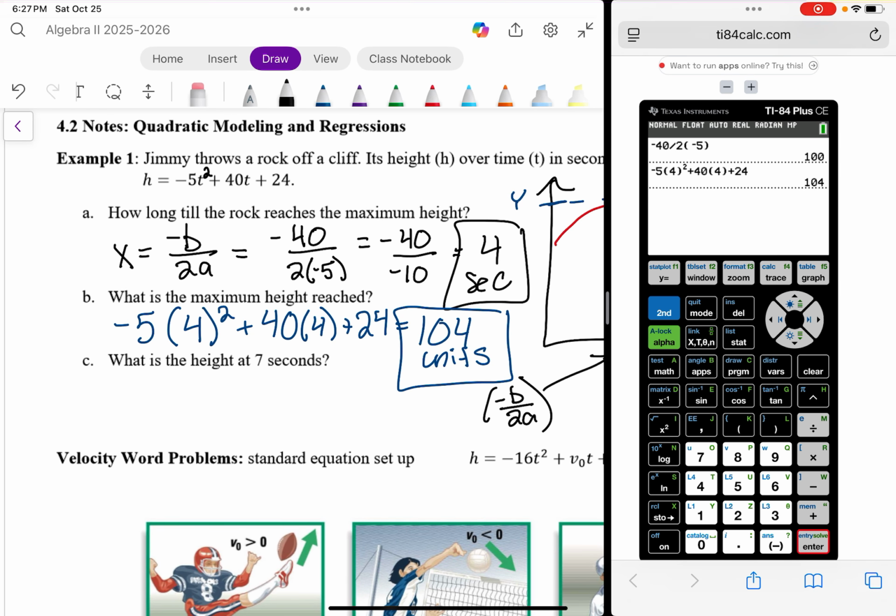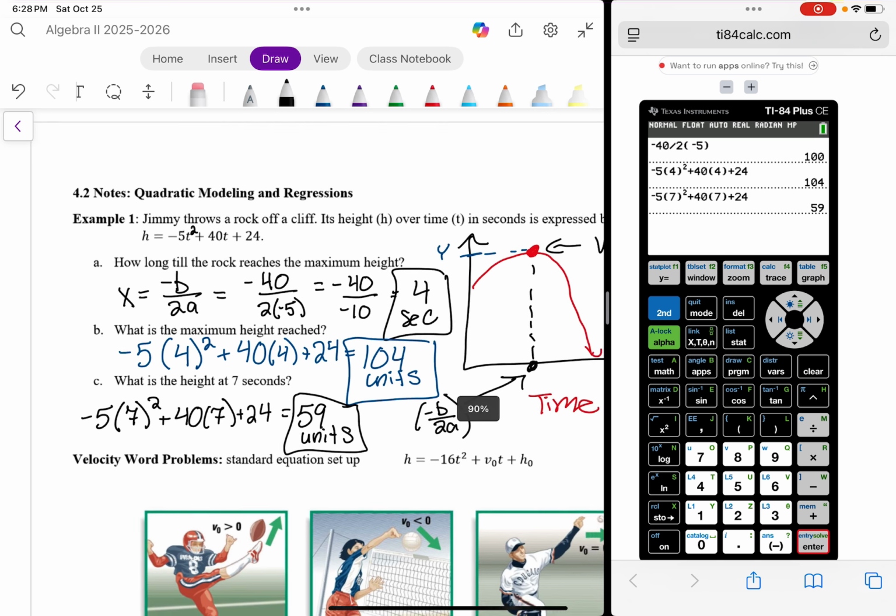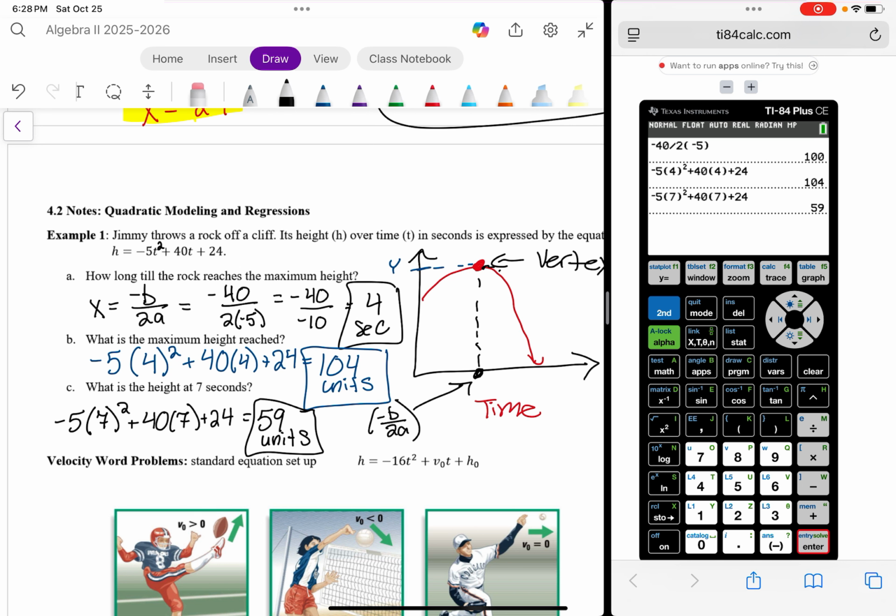Again, we're just going to use our general equation, and instead of t, we're going to plug in 7. I'm just going to copy this equation and swap out the 4s with 7s. It doesn't work if I type it in wrong. There we go. And this time we get 59. And it makes sense that even though it was longer, this height is smaller, because in answer B, that was our maximum height. So we shouldn't get anything higher than that maximum, because after it reaches its maximum, it starts going back down closer to the ground.